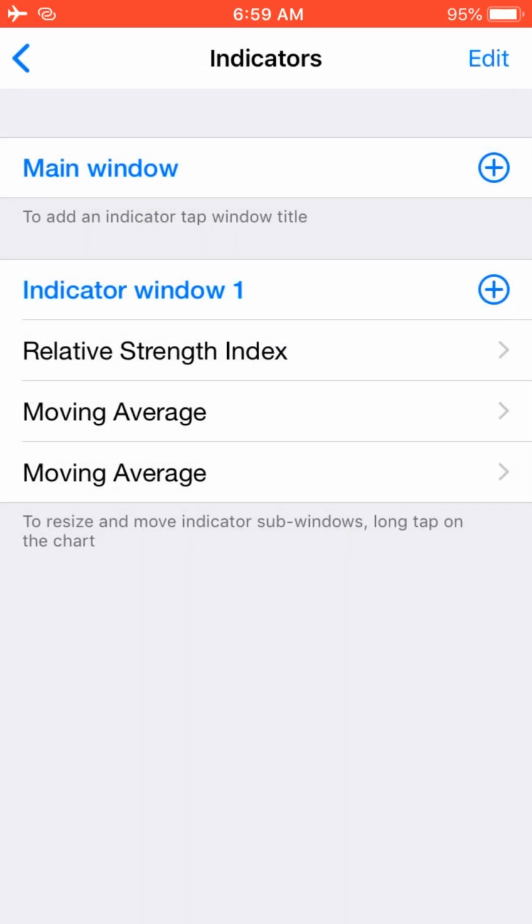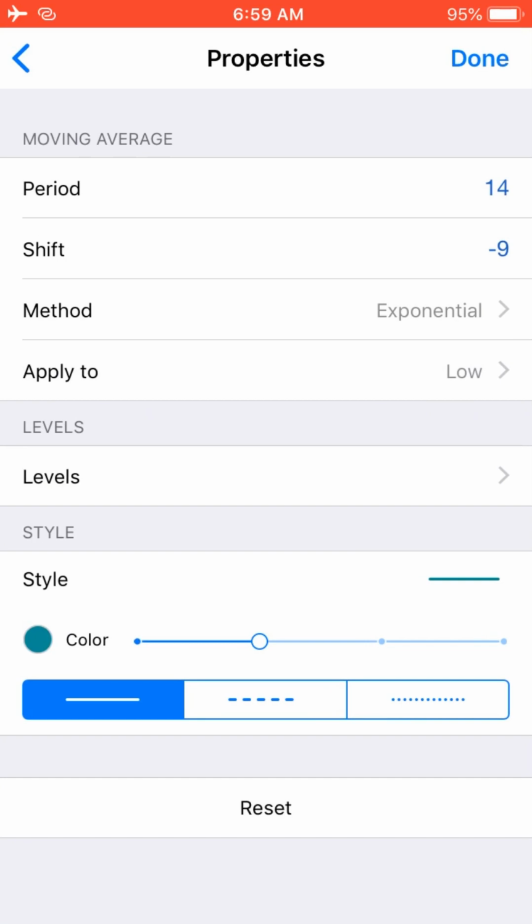the last indicator. The period of the last moving average is 14. Shift is -9. Method exponential. You apply to low. There are no levels, and as I said, you can use any color and any pixel.